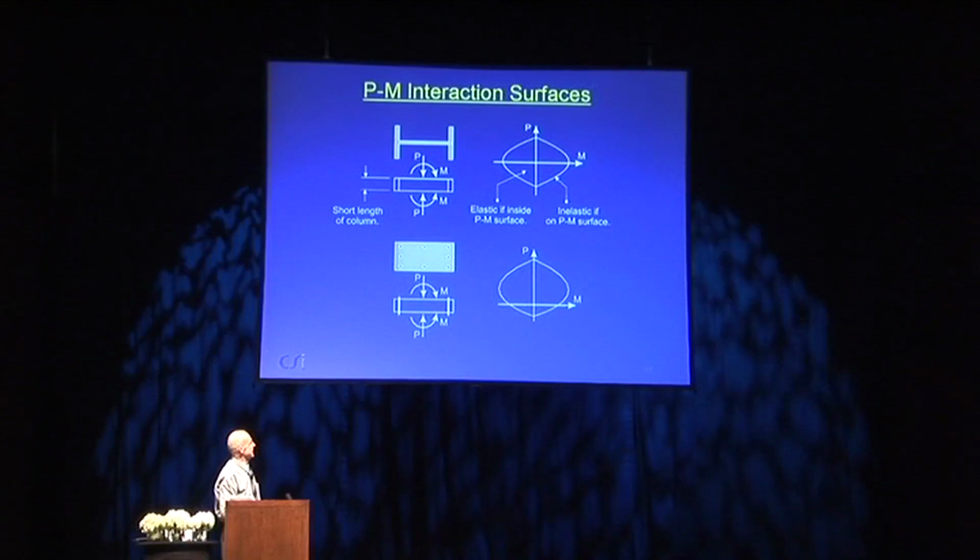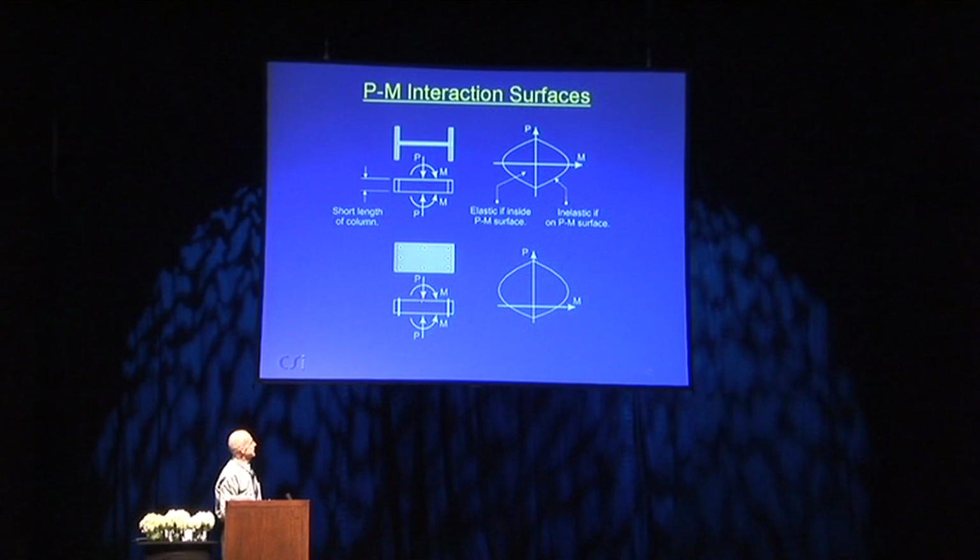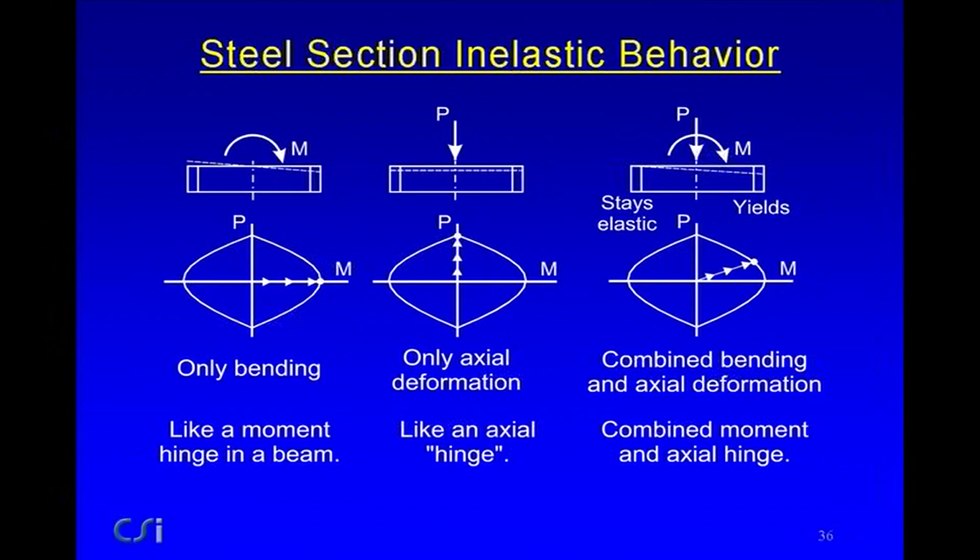And the problem is, what happens when a plastic hinge forms? We'll talk about that in a moment. Concrete's a little different. You get an interaction surface that looks like this. Let's look at a steel section. Just look at some simple aspects of inelastic behavior for a steel section. Again, it's a short length of beam.